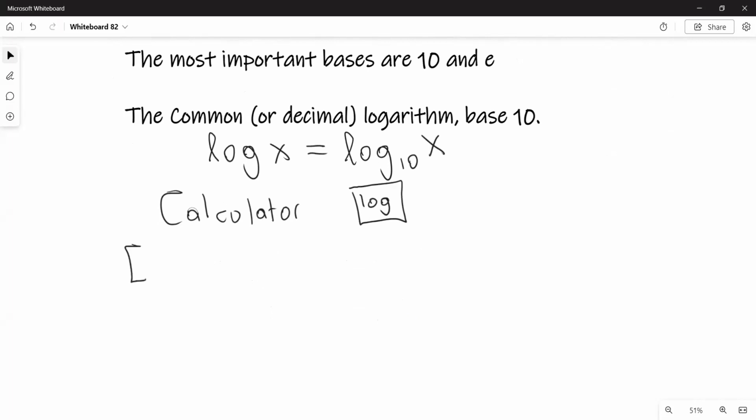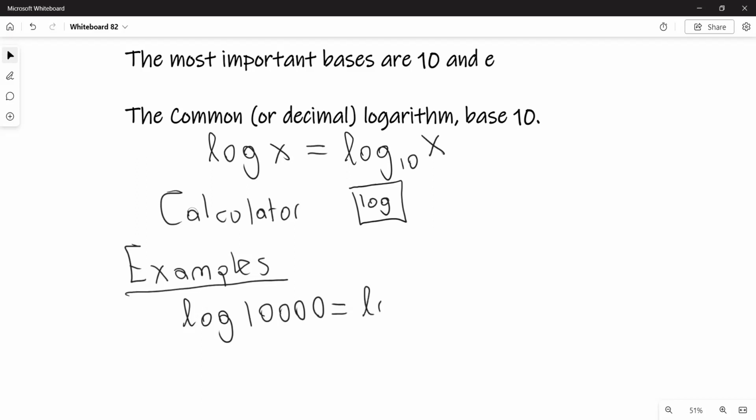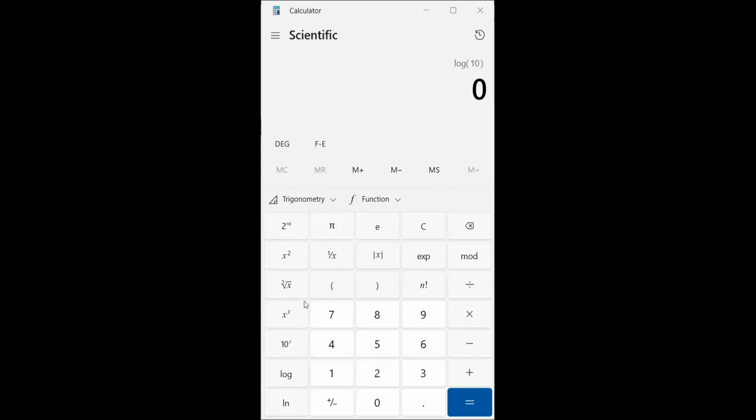And you can quickly evaluate logarithms with base 10, like the logarithm of 10,000. Well, you know this, you can do this with the definition, the logarithm of 10 to the 4th, and that is 4. So let's compare to what the calculator says. So the logarithm of 10,000 is 4, as expected.